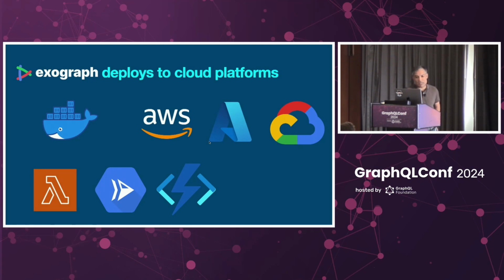It is currently deployable on pretty much anything you can think of, like AWS, Azure, et cetera, but also serverless environments such as Cloud Run and AWS Lambdas. But the focus today is Cloudflare Workers.